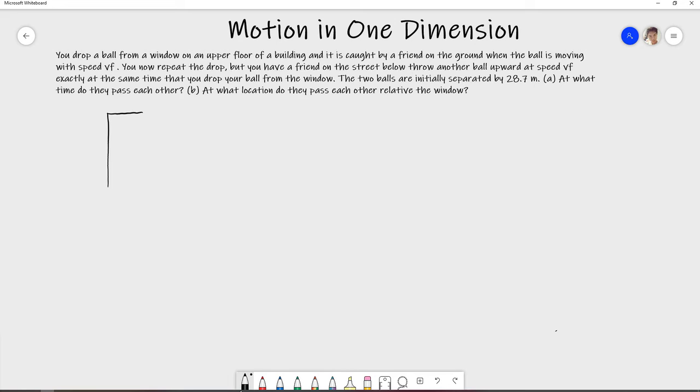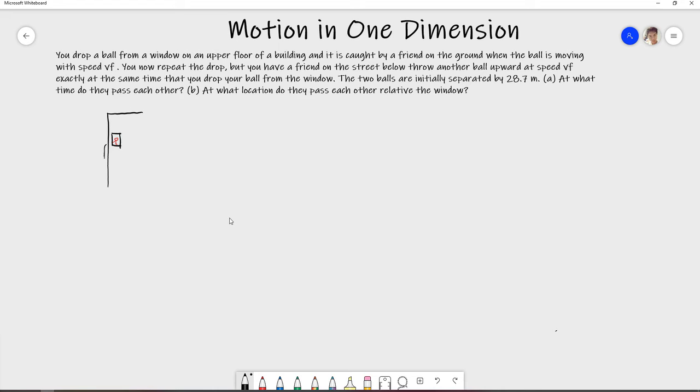Okay, for this problem, let's try to sketch again what happened. Assuming this is your house or you have a building here. Say this is a building. Then let's say there's a window here where your brother, or that person, throws that stone downward.